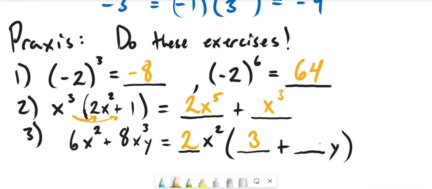And then you have 8x to the third. Well, I need an x here, right? I'm going to hit this with an x squared, and it's going to need to give me an x to the third power. So there needs to be one more x here, and I need a 4, so that we have 2 times the 4 to give me an 8.